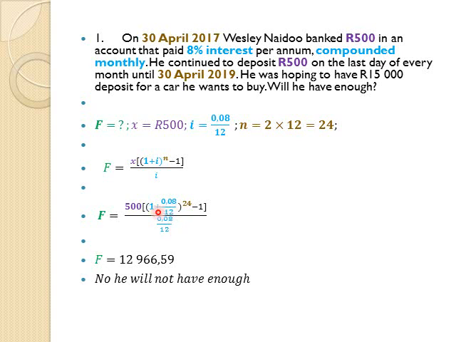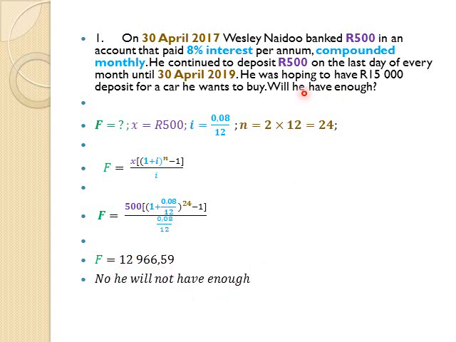Always very important, your calculator doesn't do BODMAS. No? So please ensure that you put double brackets when you do this part before you multiply by 500. Otherwise your calculator is going to say 500 times this, minus 1. You're not going to get that answer. So please make sure, if you want to punch everything in one go in the calculator, that there are double brackets. Alright? As it appears there, punch it in, and put the bottom also in brackets when you're dividing. Yeah? You should get 12966.59. So there you will not have enough money.